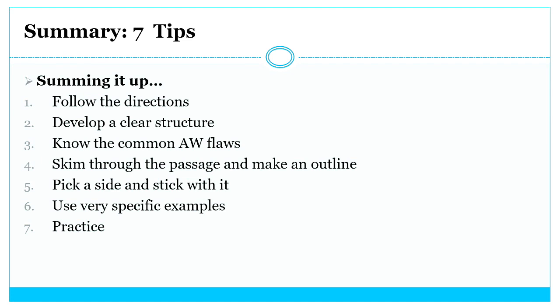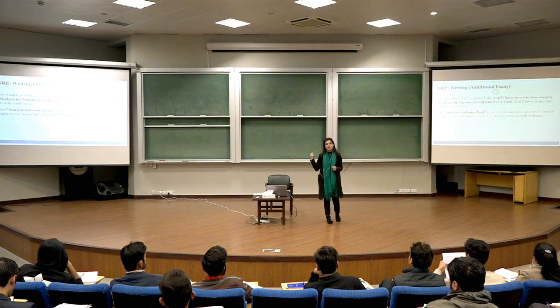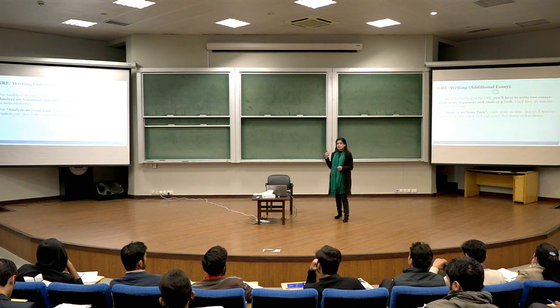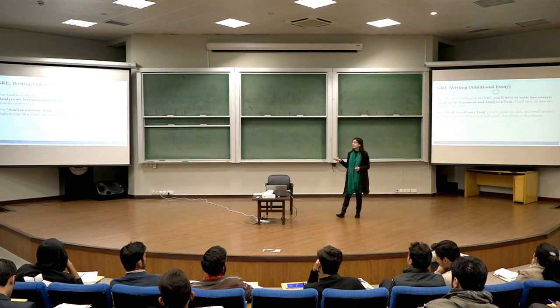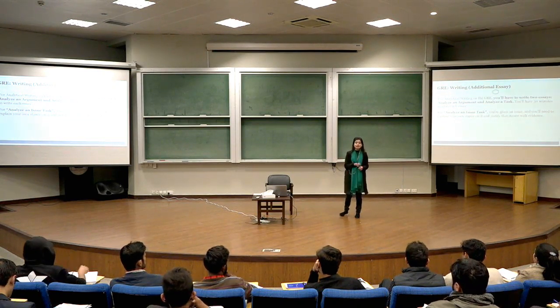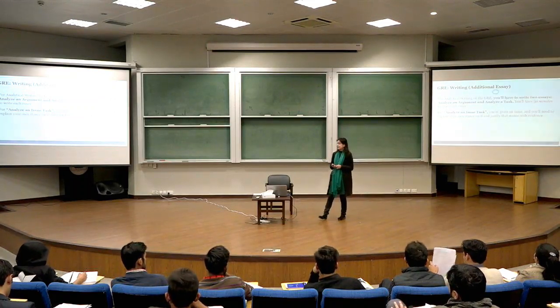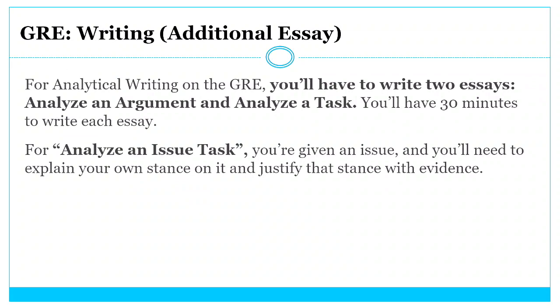Now we are going to talk about the issue task of the GRE analytical writing. Let's take a look at how the issue-based essay is different. It's not very different from the argument essay. Let's look at it a little so that we have an idea. It's an additional essay for GRE, by the way. For analytical writing on the GRE, you'll have to write 2 essays, analyze an argument and analyze a task or an issue. You'll have 30 minutes to write each essay.